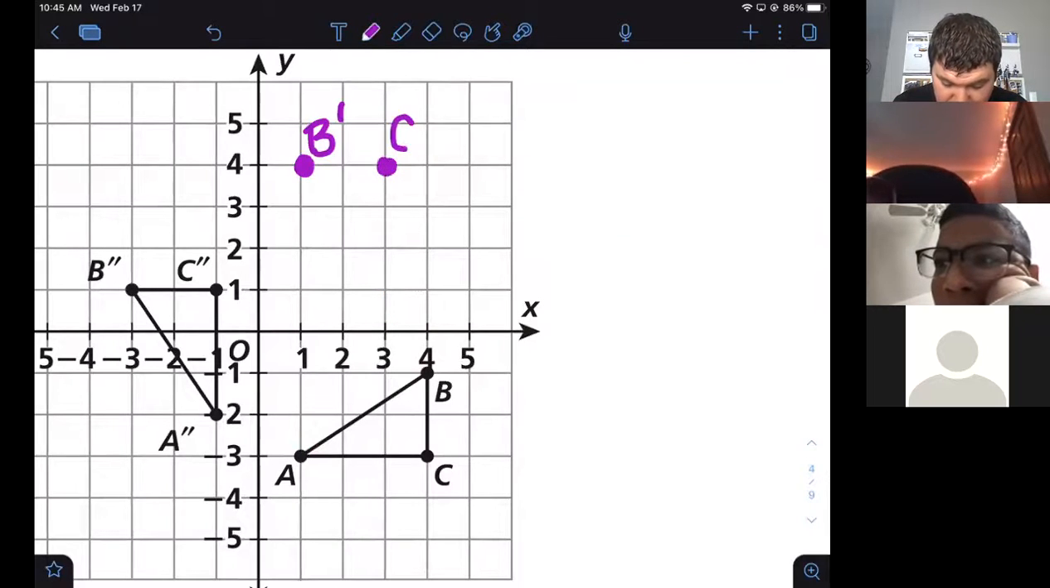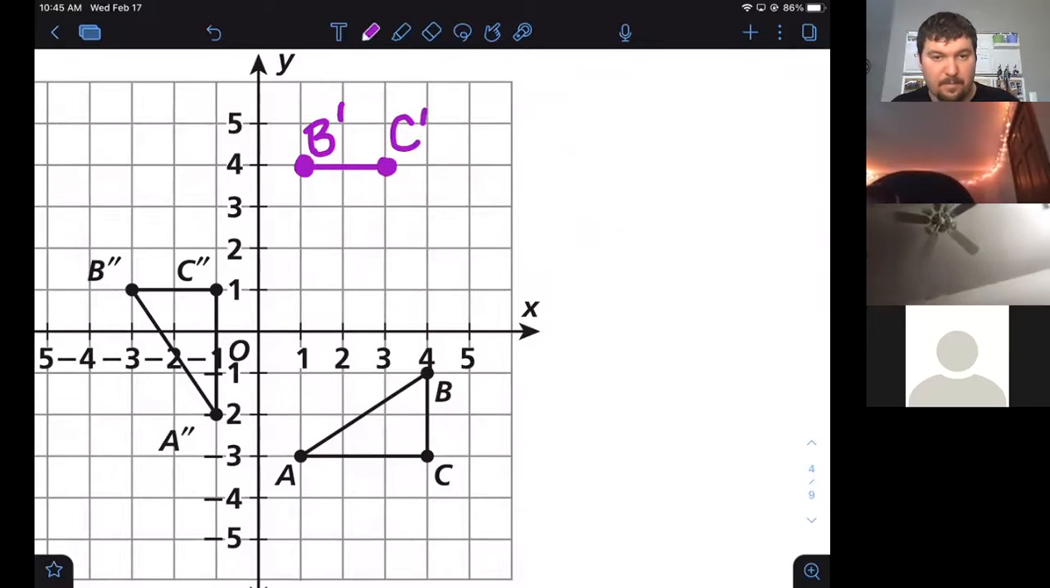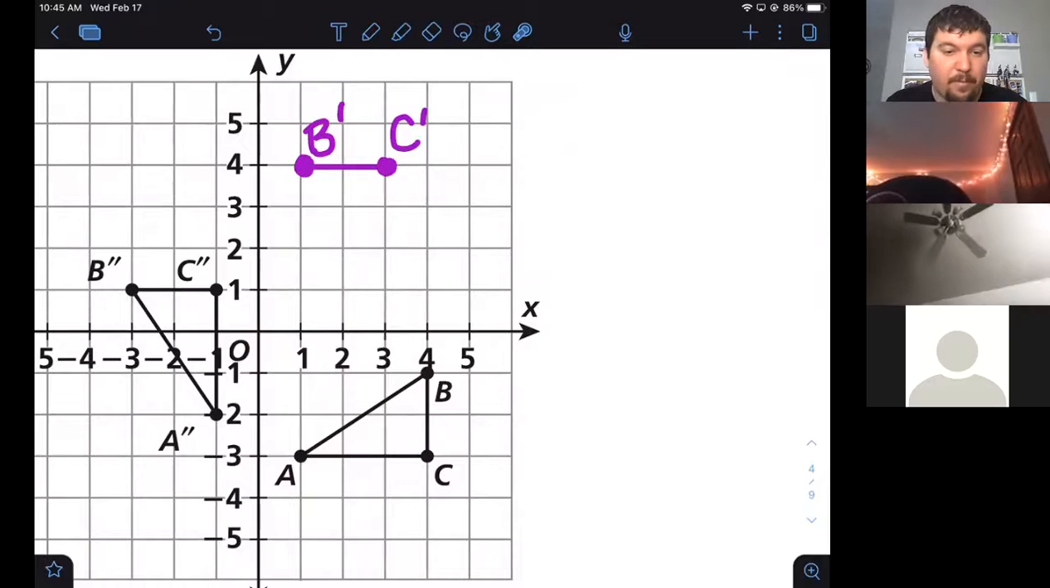And that makes sense because C prime and B prime were connected to each other with a straight line. The reason I like going up or down first is because the coordinates are going to flip. So the Y becomes your X. So down 3, right 1 becomes over 3, up 1.